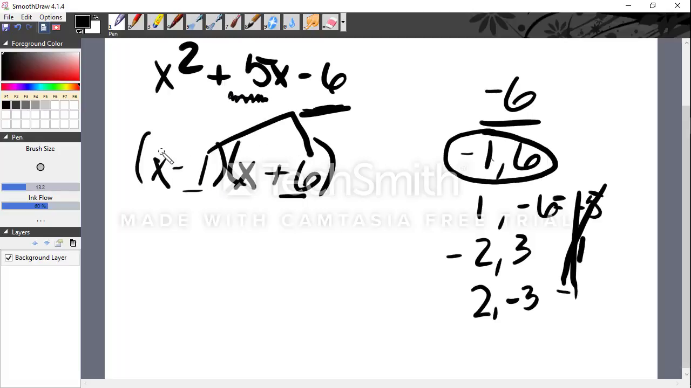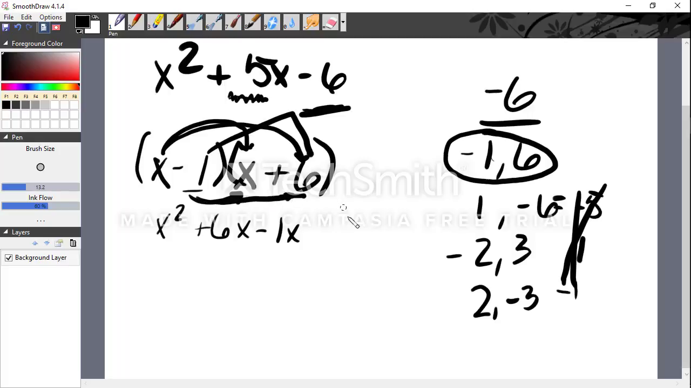Let's FOIL this out, like we've been doing before. I multiply x times x, I get x squared. Multiply my outside, I get positive 6x. Multiply my inside, negative 1 times x is minus 1x. And then our last terms are negative 1 and positive 6, so I get minus 6. These are our like terms. When we combine them, we get a positive 5x. Okay?